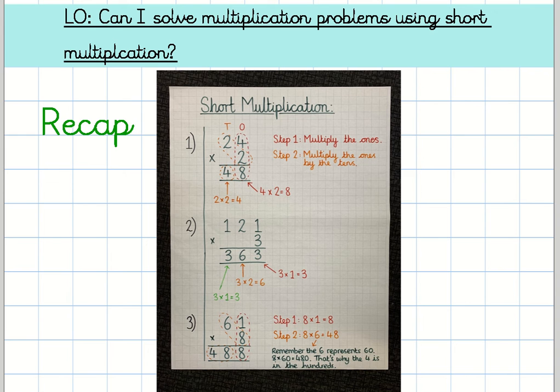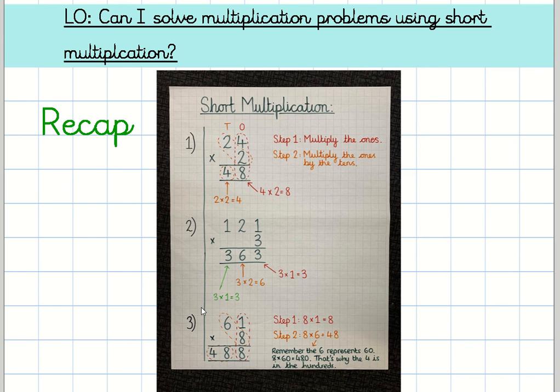So recapping from yesterday, remember in our first step we multiply by the 1. So in 24 times 2 we've multiplied 2 by 4 to give us 8. In step 2 we've multiplied the 1s by the 10s, so 2 times 2, which gives us 4. And remember that 4 is in the 10s column, so it represents 40. We then had a go doing a 3 by 1 multiplication. So we had 3 times 1 is 3, 3 times 2 is 6, and 3 times 1 is 3.